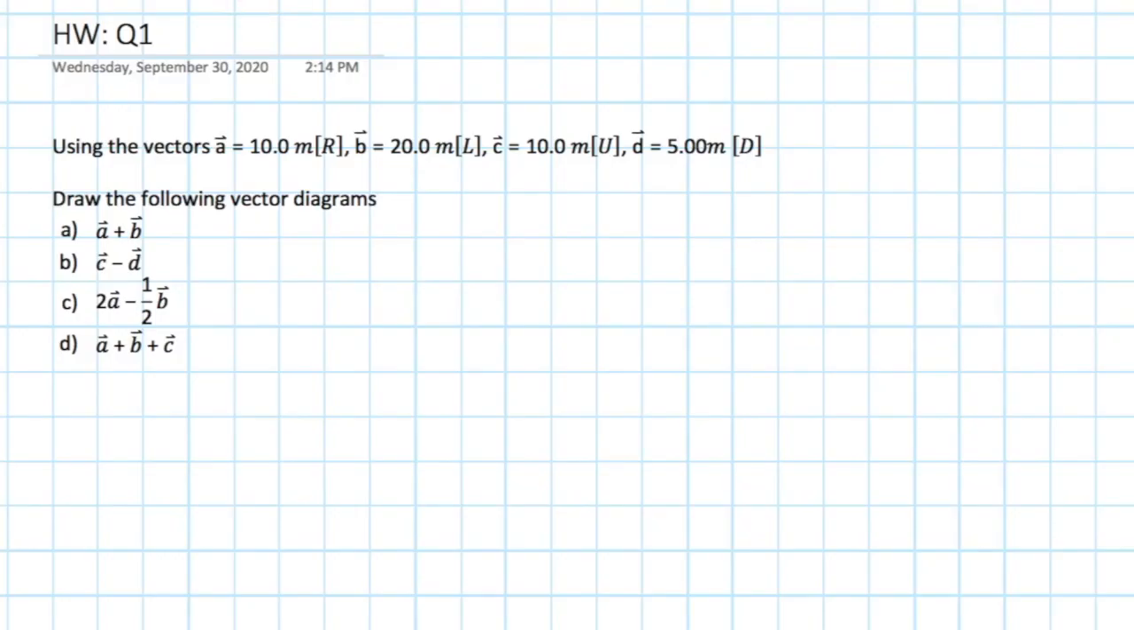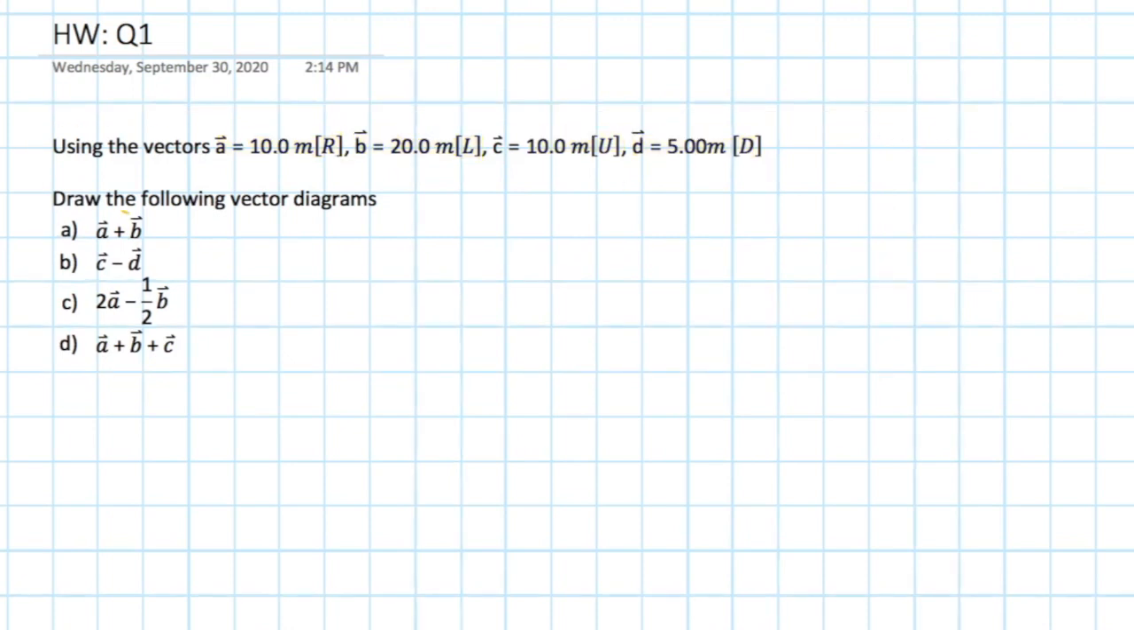Taking up the homework. Starting with question 1 here, we're asked to draw the following vector diagrams. So let's take a look at the original vectors first. Vector A is 10 meters to the right. Vector B is 20 meters to the left. Vector C is 10 meters up. And vector D is 5 meters down.